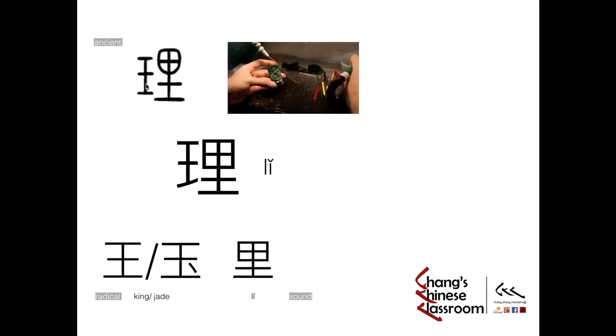Okay, so the ancient version of this character describes this picture: to polish or to carve to make the jade perfect, to design the jade into some sort of decoration. Okay, the modern meaning is to manage, to handle this delicate stuff, or later on involved the meaning of reason or reasoning.